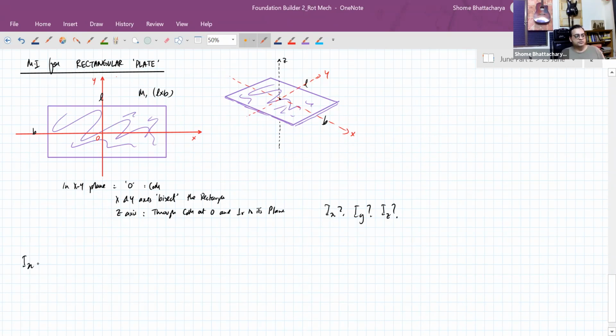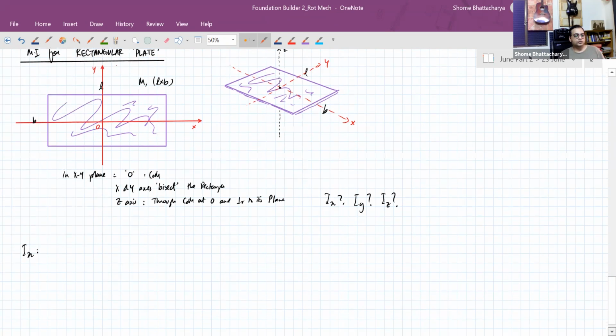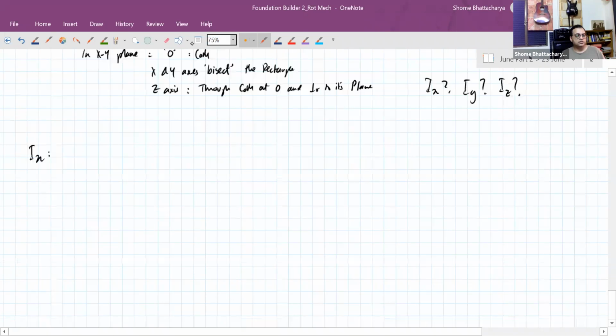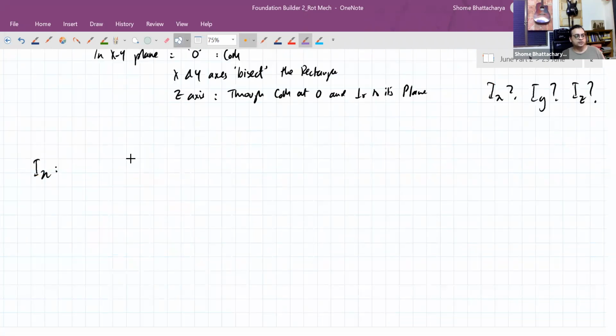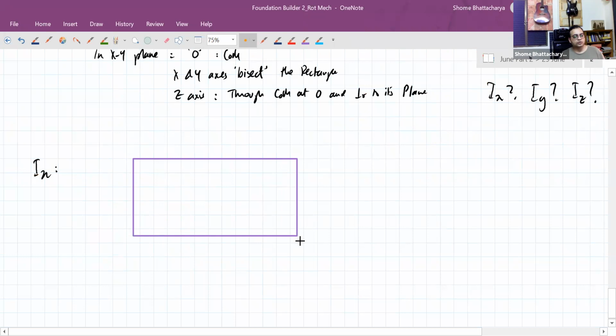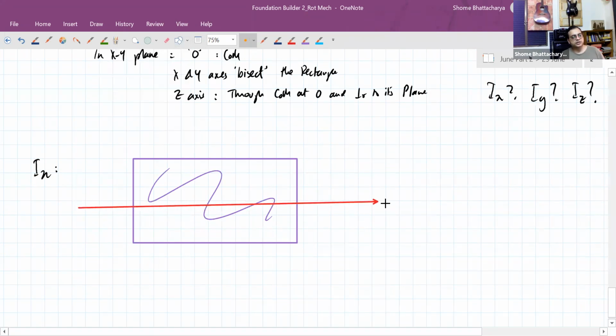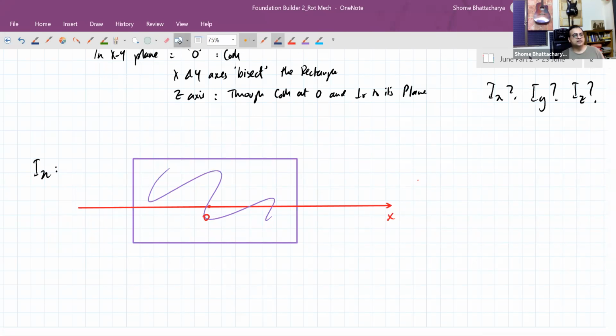So for Ix, we will go back to a standard formula that we know. I'll bring back this diagram. And that is the moment of inertia of a thin rod. So I want to calculate the moment of inertia of this rectangular plate, but about this axis, which is basically bisecting its width B like this. So this is my x-axis. Here's my origin. So what I can do here is slice this into thin rods like this.